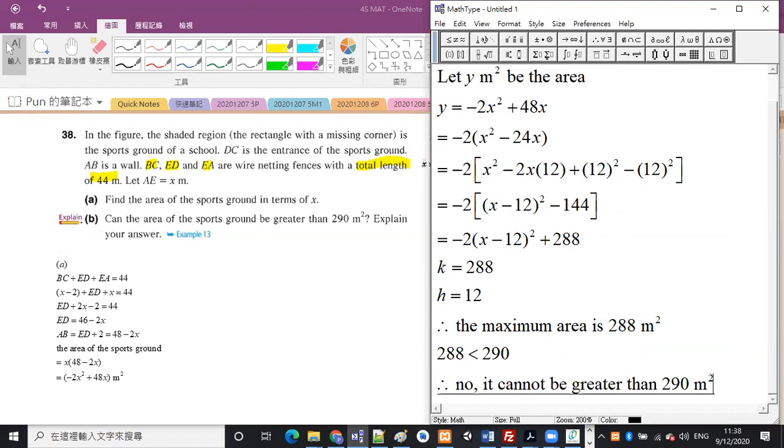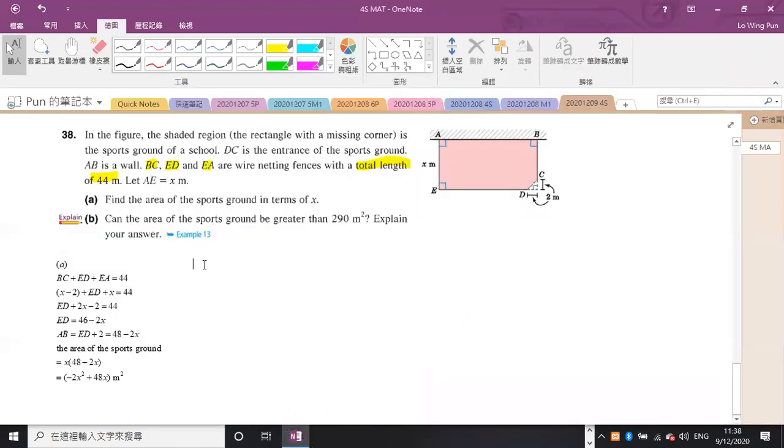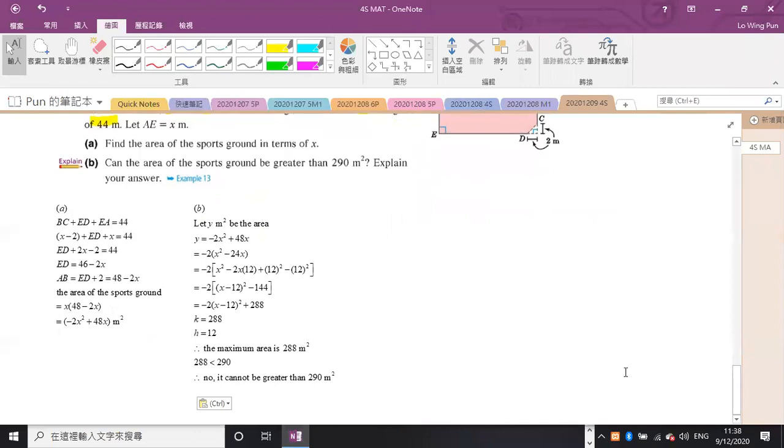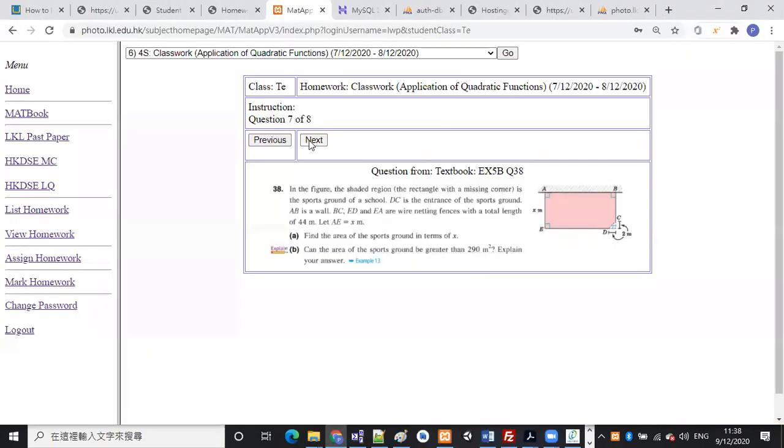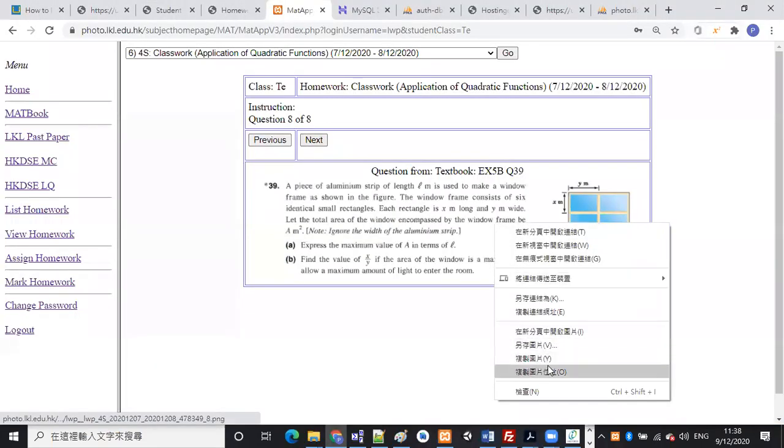得唔得？最大都只不過係288。咁所以咧冇任何一個 x 係可以出到係大過290嘅，咁就係答咗個題目啦。OK，so that is part B，得唔得？Oh, last one, 39.